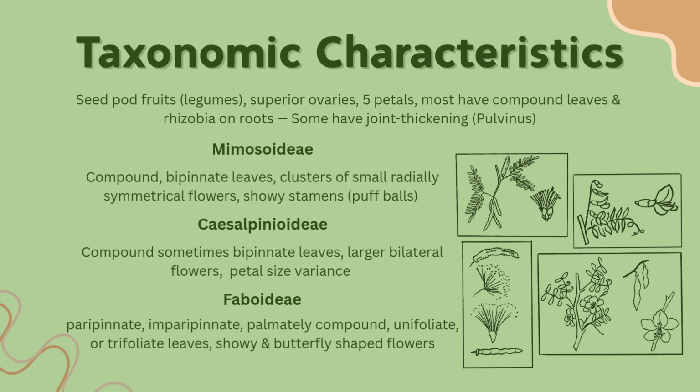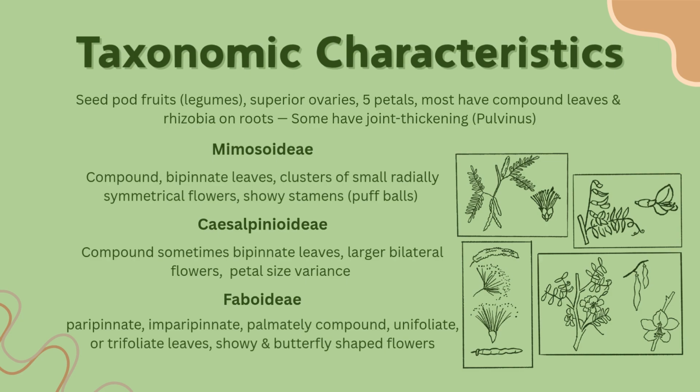The Mimosoideae have compound bipinnate leaves with longer clusters of small radially symmetrical flowers. Sometimes they have a lot of showy stamens that are colorful and long that make the flowers look like puffballs. Next is the Caesalpinoideae that have compound and sometimes bipinnate leaves as well, with larger bilateral flowers, the lateral petals being bigger for pollinating reasons that we'll talk about later.